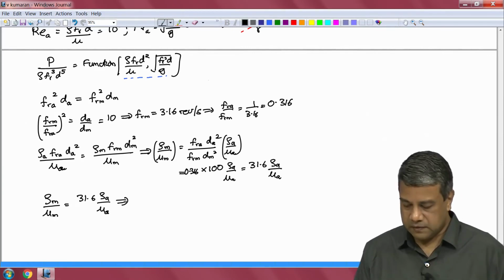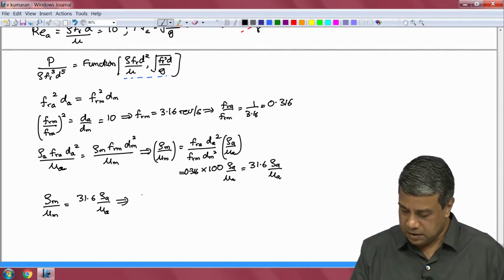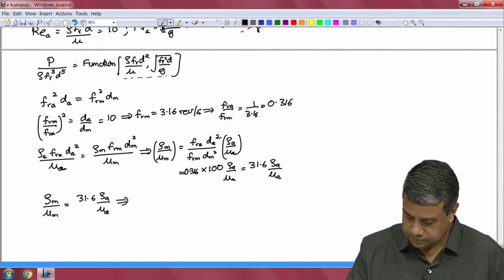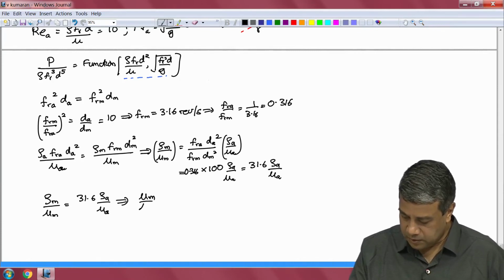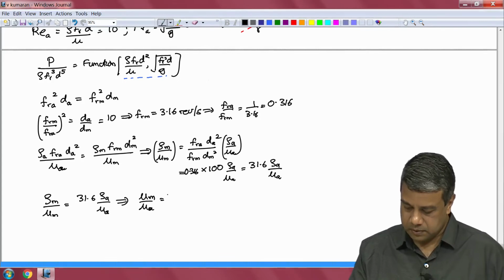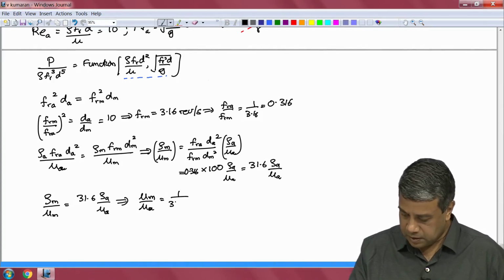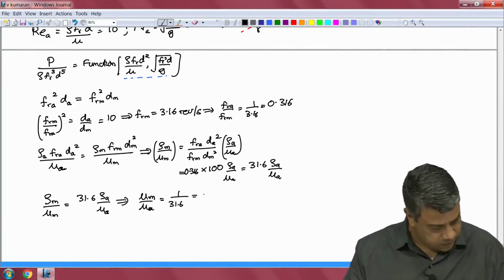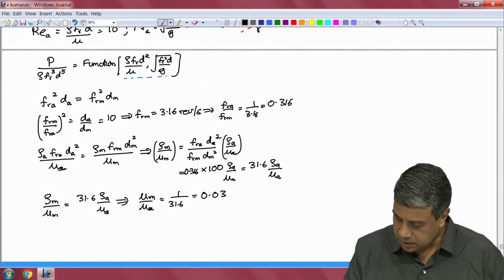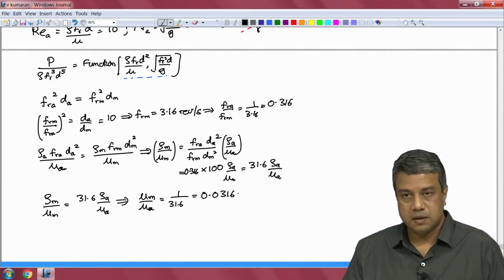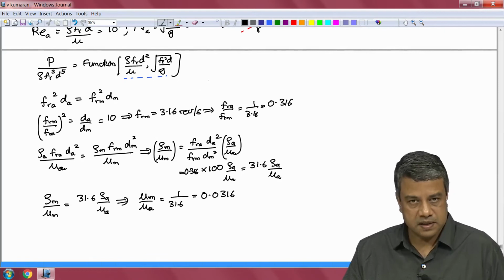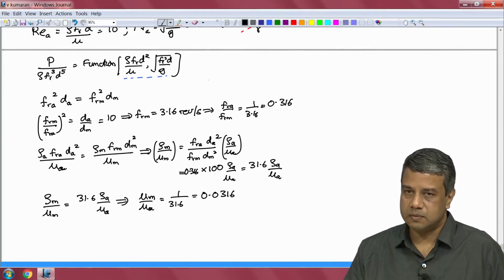And if the densities I assume are the same, then mu m by mu A is equal to 1 by 31.6, which is equal to 0.0316. So, this is the ratio of viscosities that I need to use if the densities are the same, in order to have the Reynolds numbers the same between the actual and the model reactor.